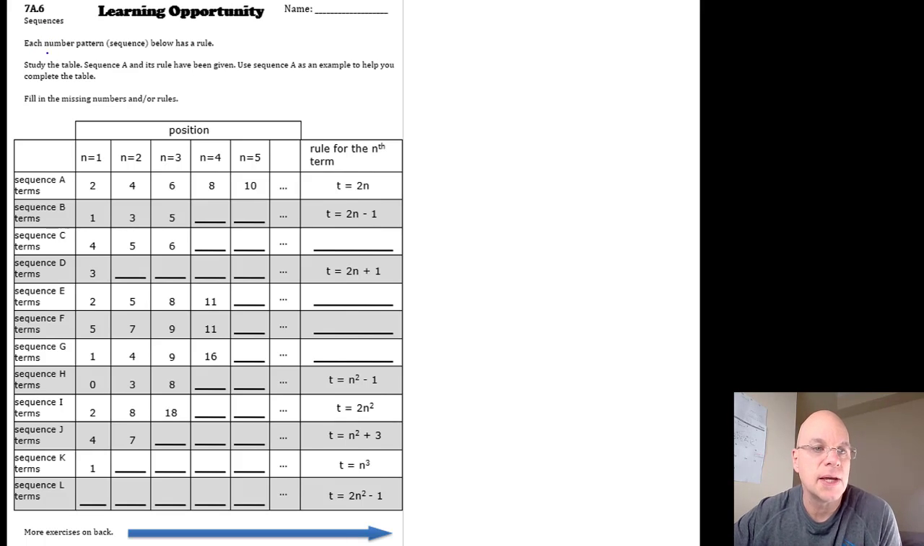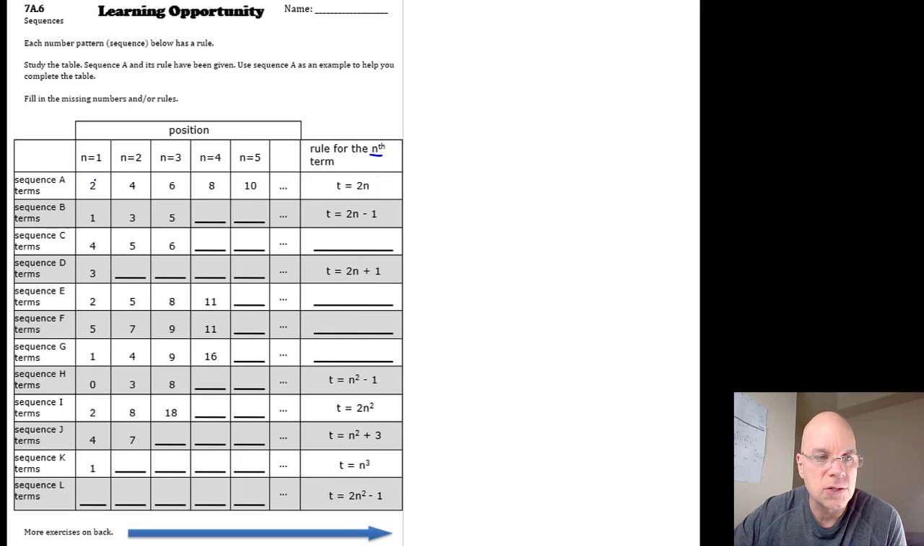The directions say each number pattern, which is a sequence below, has a rule. So all these different sequences, this is sequence A, this is sequence B, sequence C, and some of them have missing terms. You're going to fill in the terms. But the rule is over here. The rule for the nth term, so the rule is 2n.